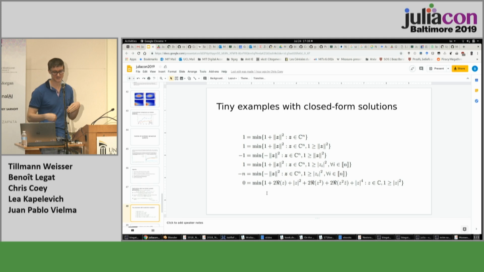All right, here are some tiny examples of polynomial minimization problems with closed form solutions. So obviously, minimizing 1 plus the norm of z has the minimum 1 because you get z at the origin. And there are some other interesting ones on interesting sets like the unit complex ball and whatnot.